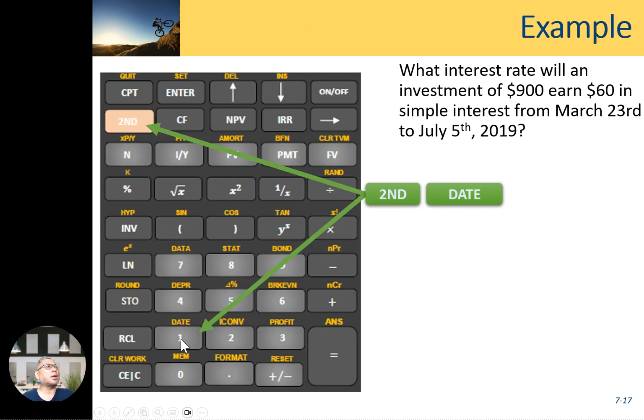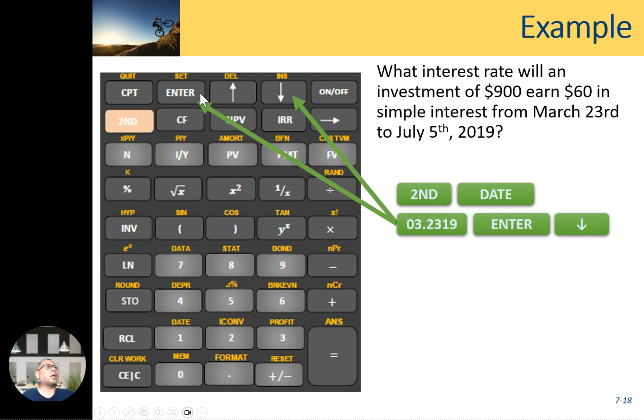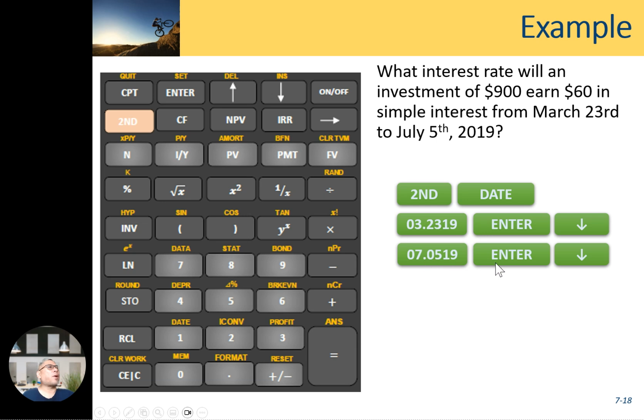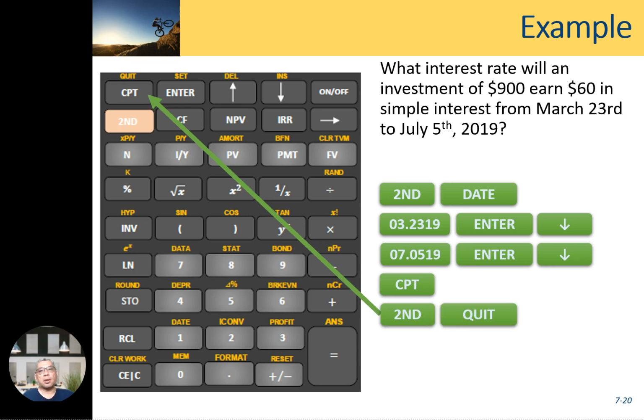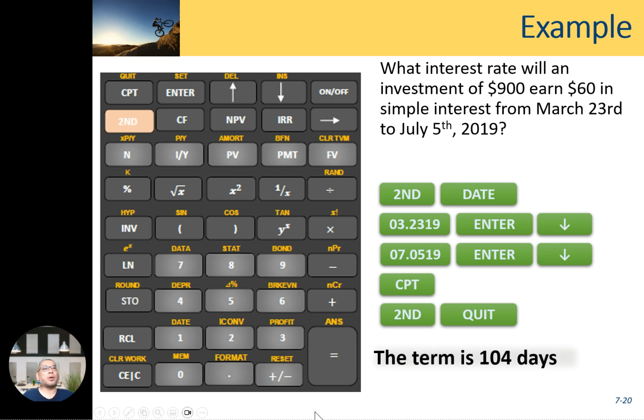Second date here. The example given to you: an investment of $900 earns $60 simple interest from March 23rd to July 5th, 2019. What you're going to do is put in second date, 3.2319, enter, and down under, 7.0519, enter, down under. Then compute, and then second quit, and you get the term: 104 days. That's the number.